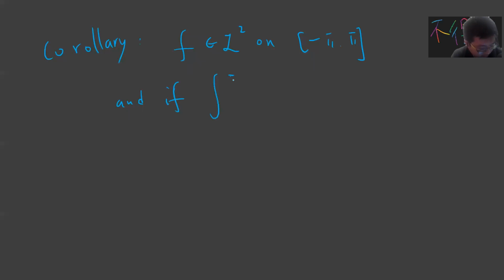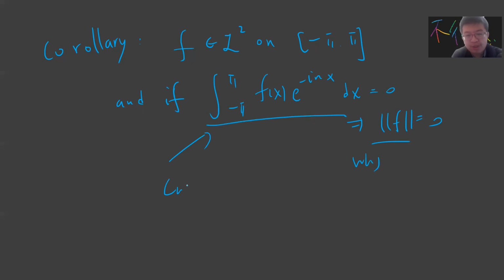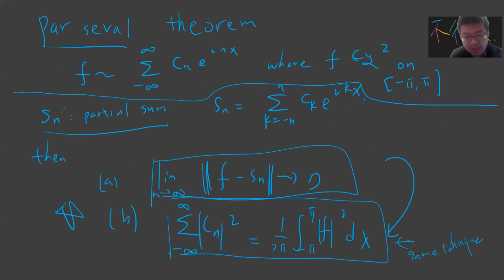Okay, so a corollary: if f belongs to L2 on negative pi to pi, and the integral from negative pi to pi of f of x times e^{-inx} is 0 for all n, then f is 0. Why? Because this means that all c_n is 0, which proves that the norm of f is 0 by using Parseval.